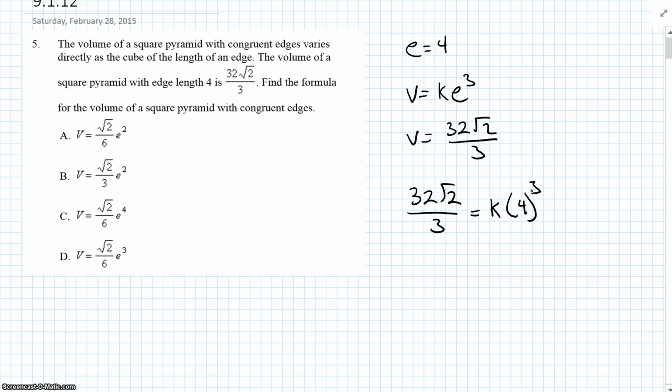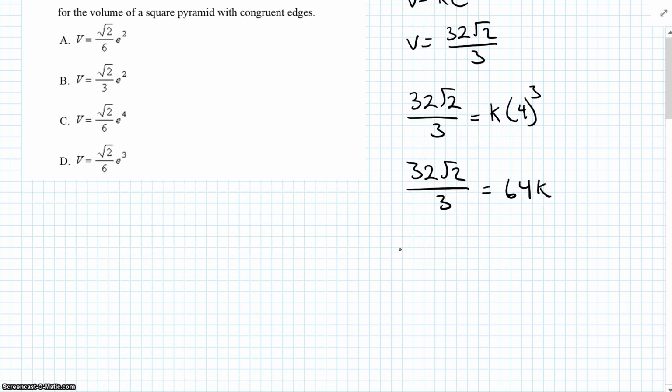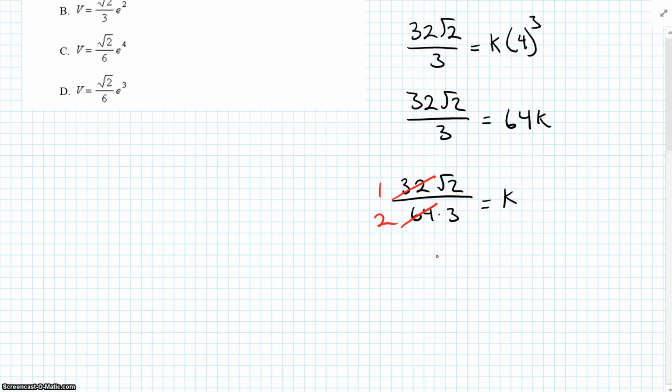Okay, 4 cubed is 64. So we can say 32 root 2 over 3 equals 64K. Divide each side by 64. So it's going to be 32 root 2 over 64 times 3 equals K. 32 goes into 64 twice, so we can rewrite this as the square root of 2 over 6 equals K. So we can say volume equals root 2 over 6 times E cubed.